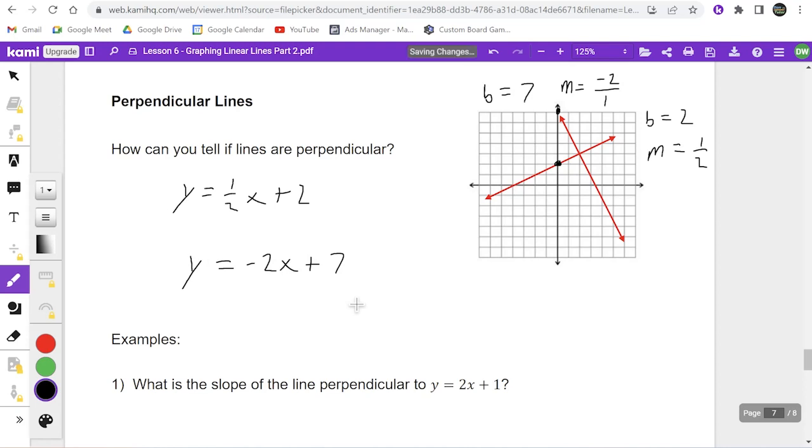Now, if you want to know if lines are perpendicular or not, forget about the y-intercept. The y-intercept does not matter. What matters is the slopes. Compare these slopes. One slope is 1 half, the other slope is negative 2. What is the relationship between these two slopes? Does anyone know?